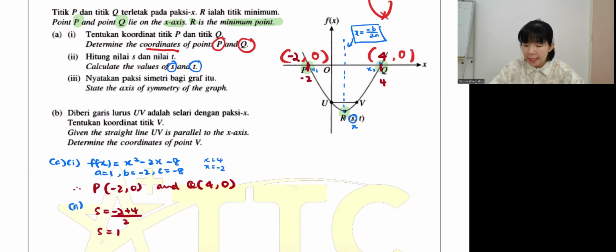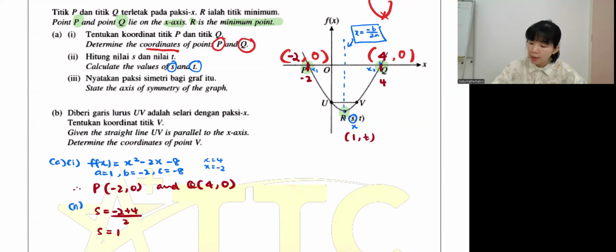If I want to find the x coordinate for the minimum point, which is exactly in the middle, we can always take these two numbers, add them together and divide by 2 to find the midpoint. Or if you don't want, you can use this. So we got 1, and then how to find T?